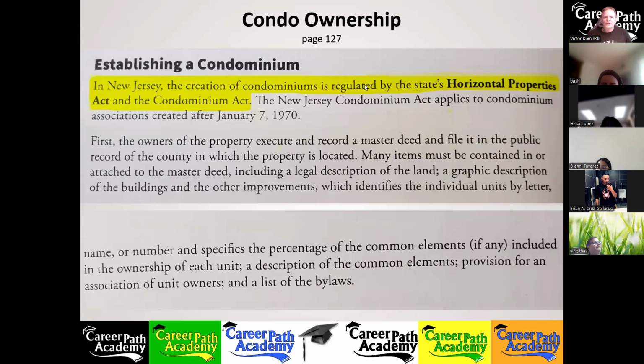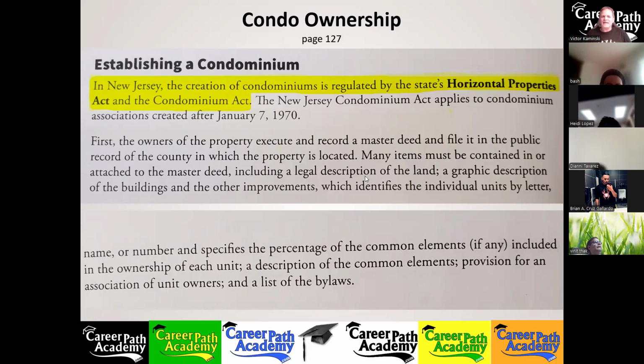Well, in New Jersey, the creation of condominiums is regulated by the state's Horizontal Properties Act and the Condominium Act. The New Jersey Condominium Act applies to condominium associations created after January 7th, 1970. First, the owners of the property execute and record a master deed, and they file it in the public records in the county where the property is located.